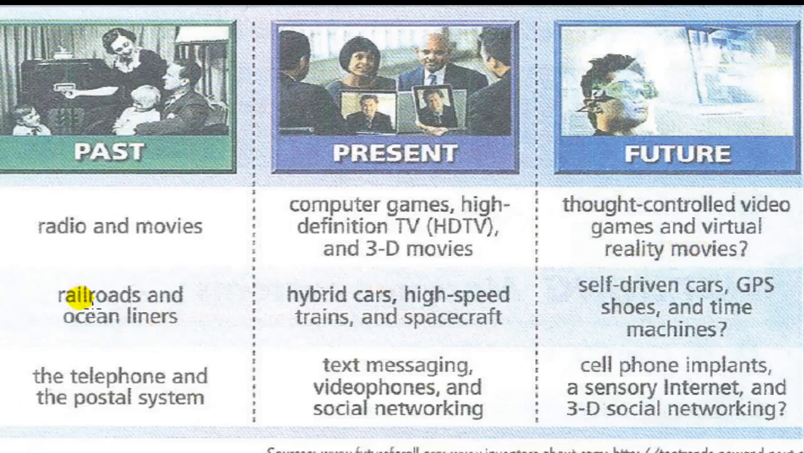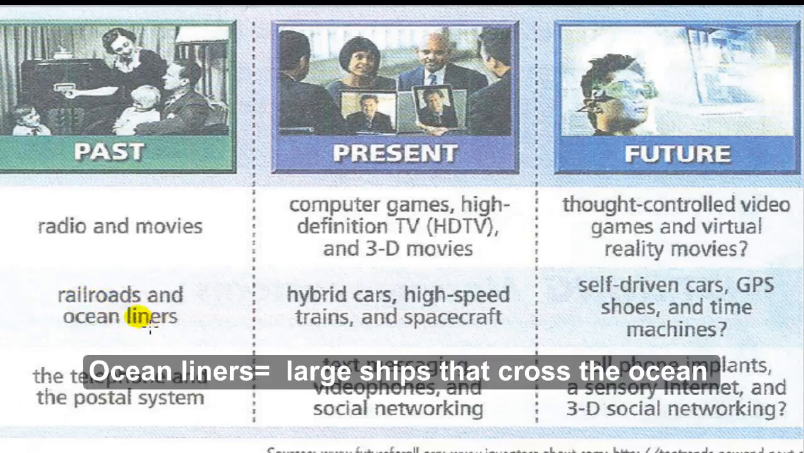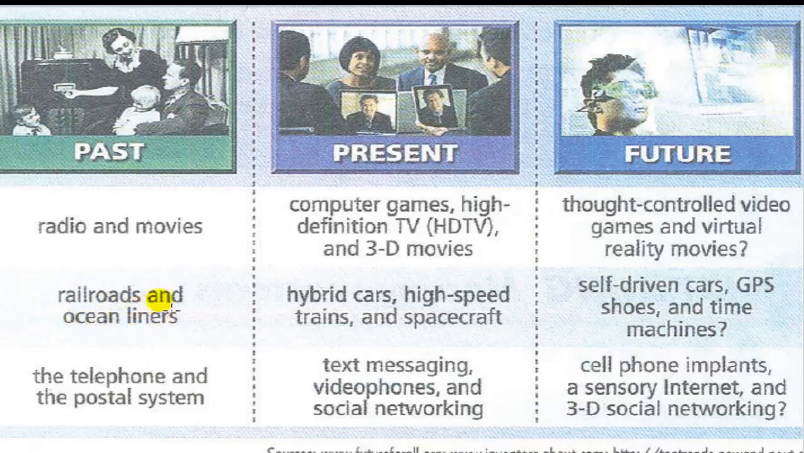Transportation. In the past, people used railroads, trains, and ocean liners. Ocean liners, big ships that cross the ocean. An example of an ocean liner is the Titanic ship, a very big ship.